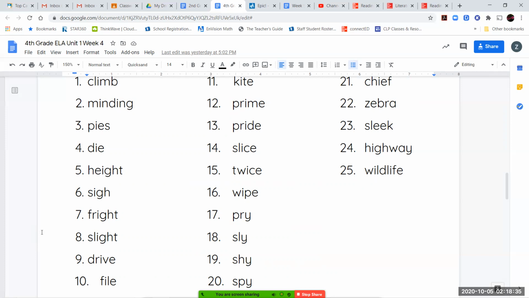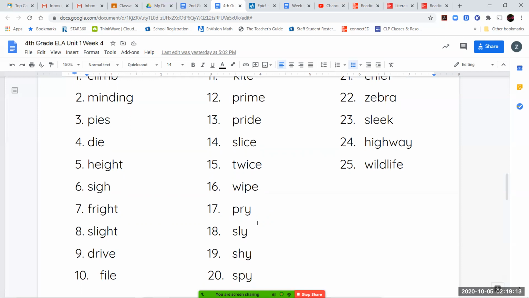So we've made the long I sound a couple different ways. We've made it with just the long I where it's an IE. A long I sound just by itself when it's only that single vowel in the word. EI like in height, IE like in pies, IGH like in the word sigh or fright or slight. We have an I, consonant letter, and then a silent E like drive or file. And then we have a Y at the end like the word pry or sly.